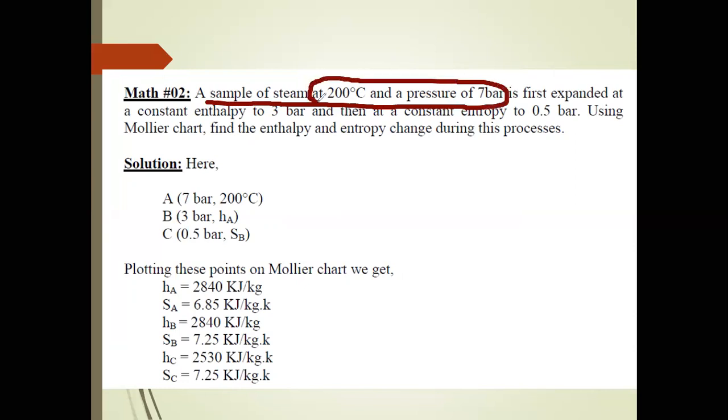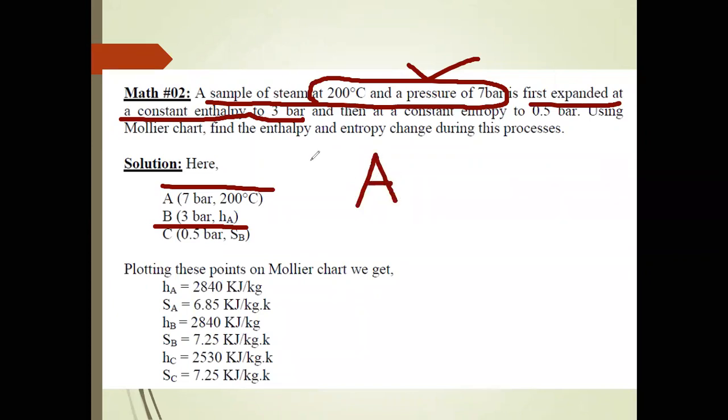At the starting point, the temperature is 200 degrees Celsius and the pressure is 7 bar. It is first expanded at a constant enthalpy to 3 bar. That means the starting point is 200 degrees Celsius and 7 bar. The B point, the second point, is at 3 bar with constant enthalpy. That means A point enthalpy and B point enthalpy are the same, because it is known as constant enthalpy.